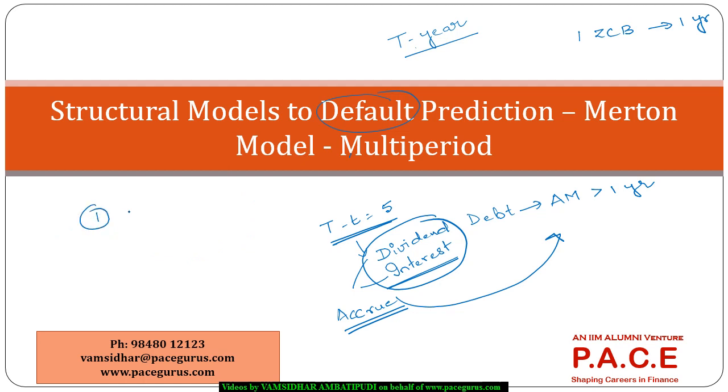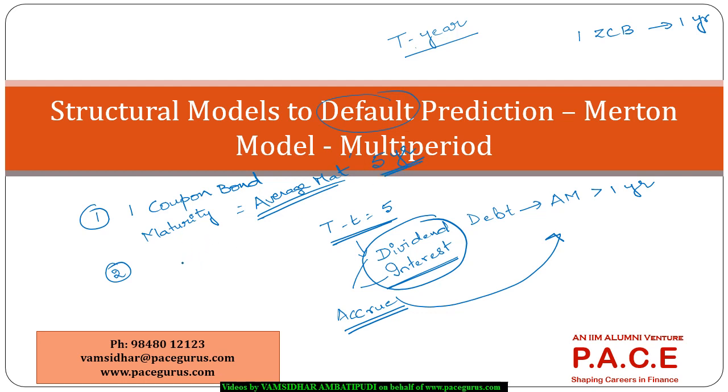Still we talk about only one coupon bond. Instead of a zero coupon bond, we are talking about a coupon bond, and typically the maturity we will look at as the average maturity of the liabilities. We have different kinds of liabilities, so I'll look at the average maturity period of the liabilities. Let's say I got 5 years as the average maturity period of the liabilities.